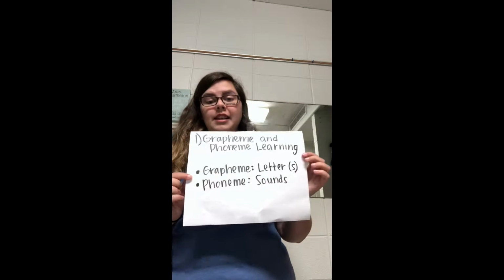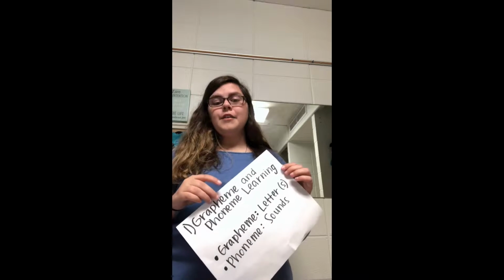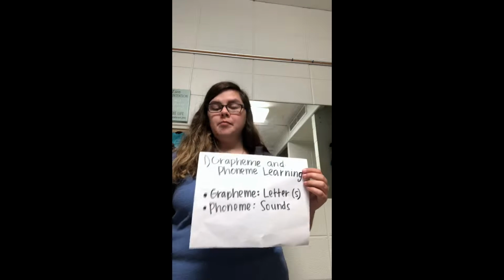So the first article that they wrote about was about grapheme and phoneme learning. Graphemes are the letters and phonemes are the sounds. So let's say you have the letter B. B would be the grapheme, and the sound that B makes, B, would be the phoneme.